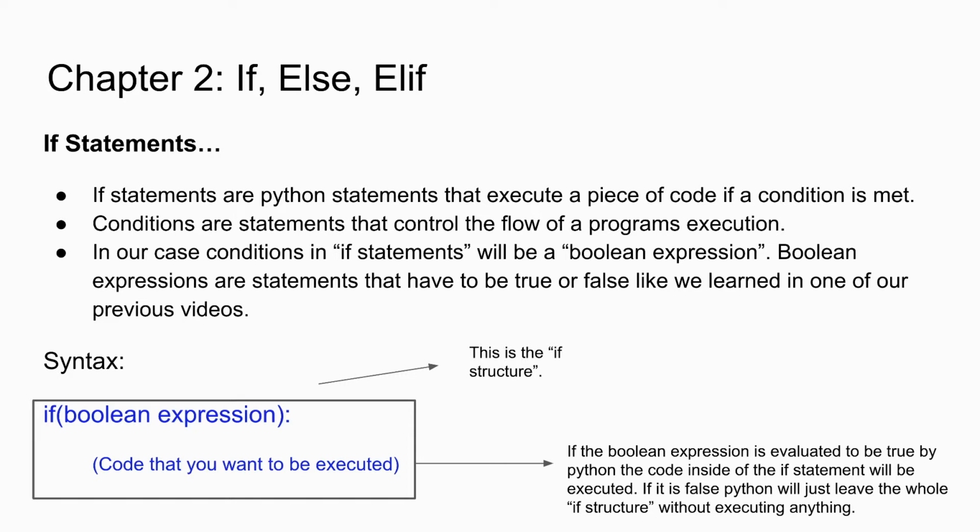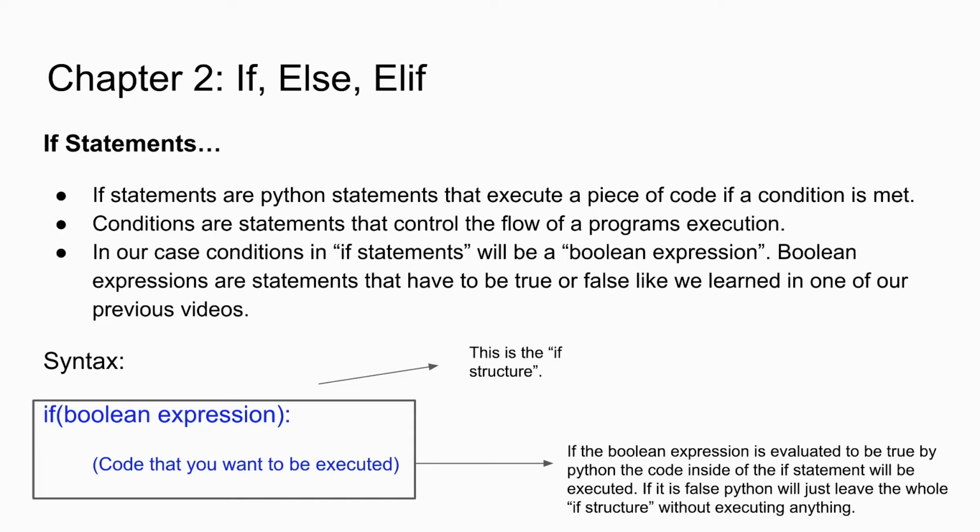In our case, conditions and if statements will be a Boolean expression. Boolean expressions are statements that have to be true or false, like we learned in one of our previous videos. The syntax for creating an if statement is shown below. You say if, and then in parentheses your Boolean expression, an expression that has to be true or false, and then a colon, and then in the next line, the code that we want to be executed if that if statement is true. That code has to be indented.